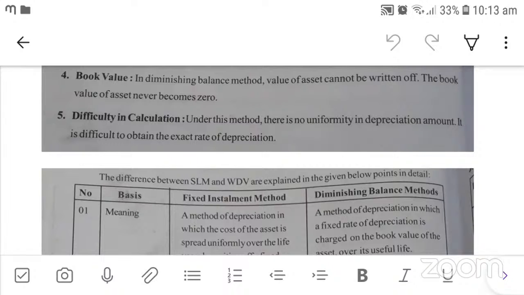Difficulty in calculation. Under this method, there is no uniformity in the depreciation amount. It is difficult to obtain the exact rate of depreciation. Every year the amount of depreciation will change, so the rate of depreciation is also difficult to calculate. For every year we have to calculate, so the difficulty will be more in calculating the rate of depreciation for every year.